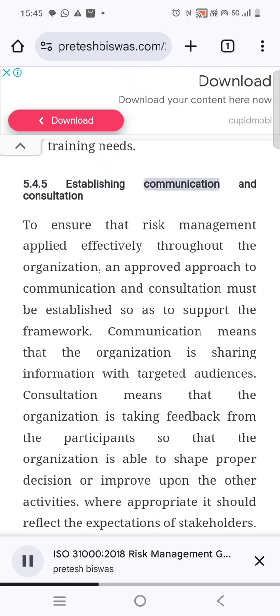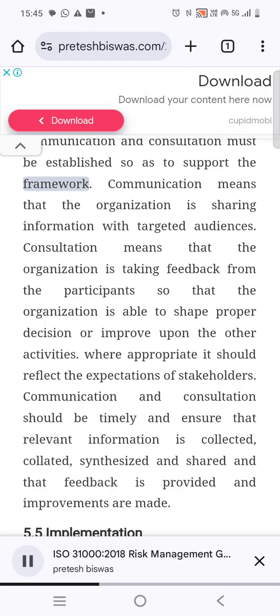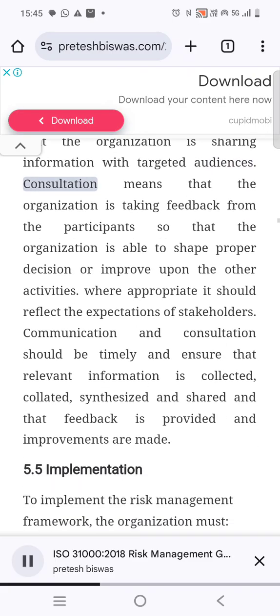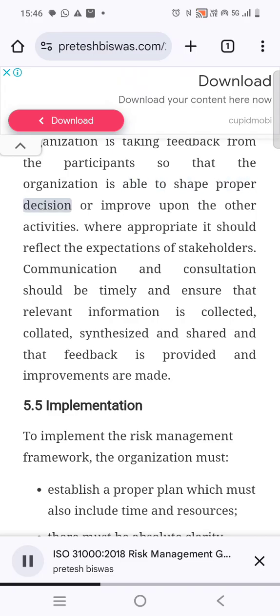5.4.5 Establishing communication and consultation. To ensure that risk management is applied effectively throughout the organization, an approved approach to communication and consultation must be established so as to support the framework. Communication means that the organization is sharing information with targeted audiences. Consultation means that the organization is taking feedback from the participants so that it is able to shape proper decisions or improve upon other activities.